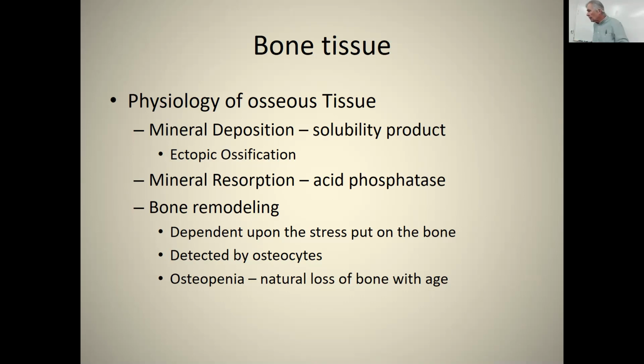Okay. Mineral resorption, acid phosphatase. So, depositing, laying down bone, getting to solubility product. Mineral resorption is acid phosphatase, acid dissolving bone, what osteoclasts do. As I said, it's dependent upon the stress put on bone, detected by osteocytes. How they detect the stress, I don't know. And osteopenia is a natural loss of bone with aging. When we get to the muscle chapter, we'll find there's also something called sarcopenia, a natural loss of muscle with aging as well.